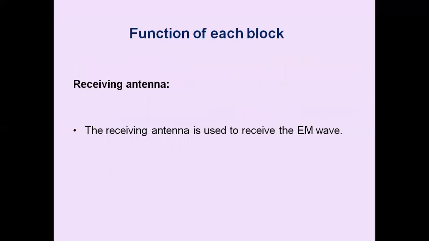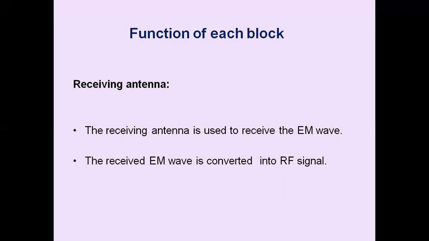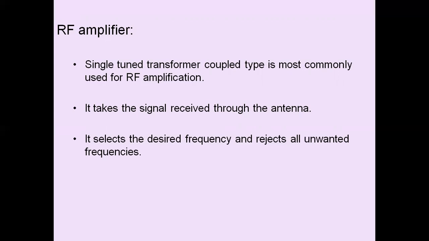Let us summarize the function of each block. The receiving antenna is used to receive the electromagnetic wave. The received EM wave is converted into an RF signal and fed to the RF amplifier. A single tuned transformer coupled type is most commonly used for RF amplification. It takes the signal received through the antenna, selects the desired frequency and rejects all unwanted frequencies because of the tuning. It provides sufficient gain to the received signal.